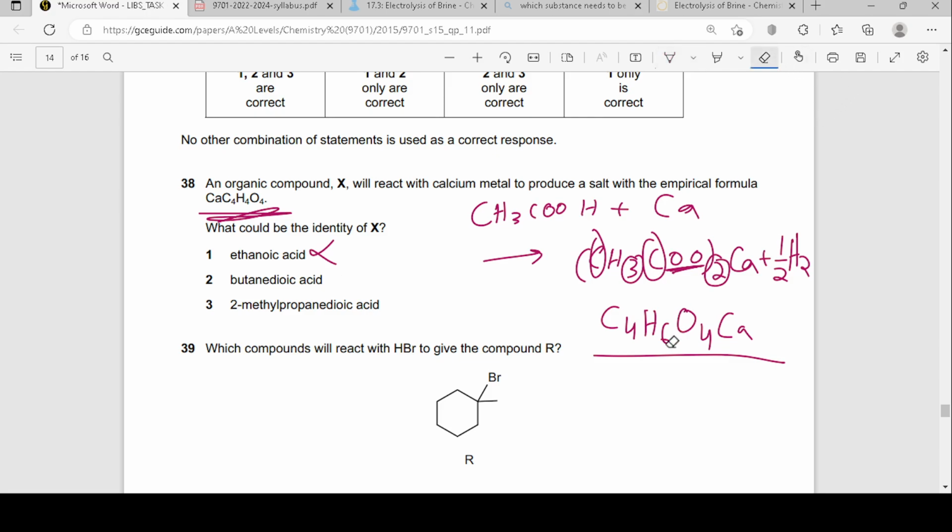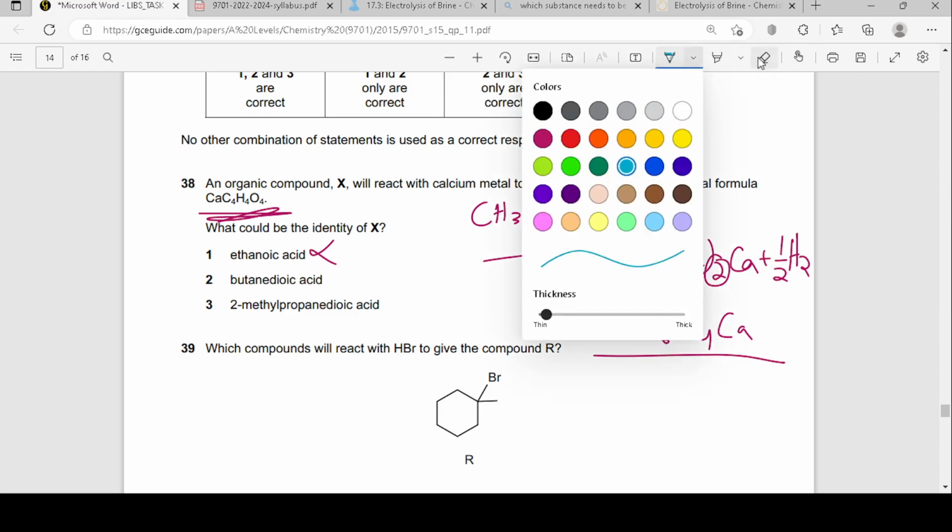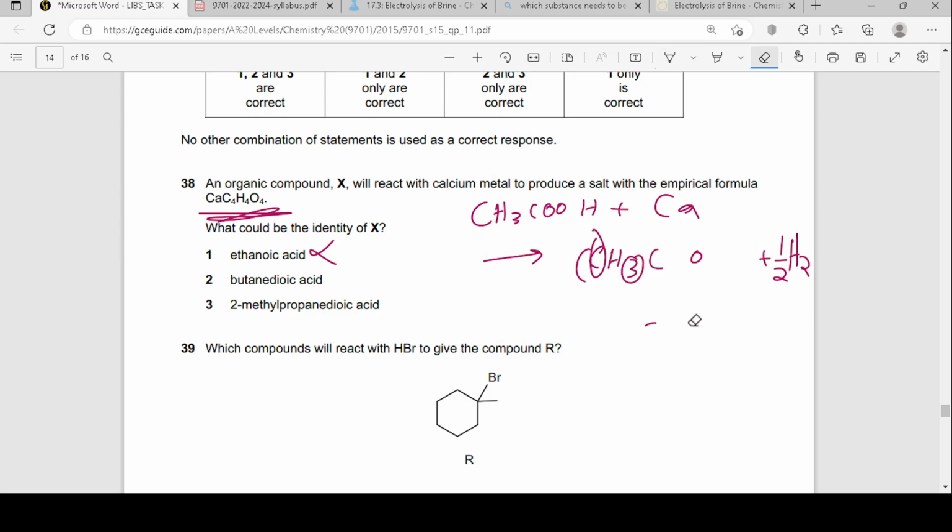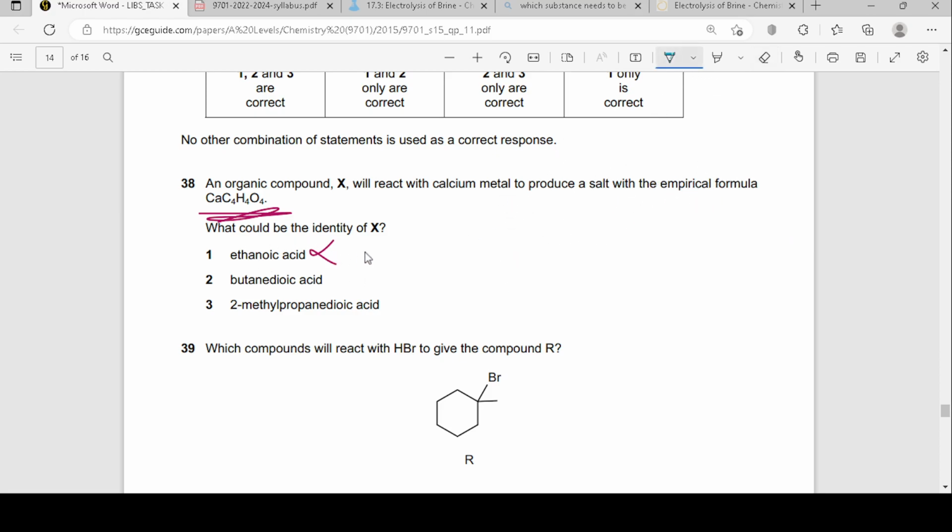Now let's look at butane dioic acid. I'm just going to erase this and check for butane dioic acid. Sorry if it's very messy work. Tell me if you would like me to make some other arrangement to do work neater. But butane dioic acid basically means I have the structure of butane, and then dioic acid, so I have COOH over here, and then COOH over here.